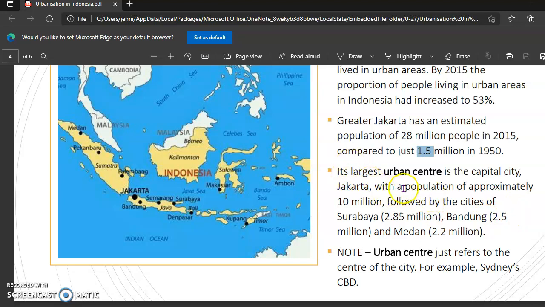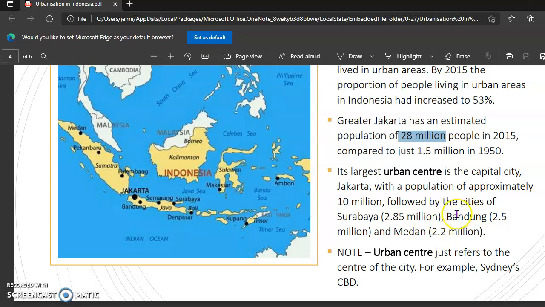Okay. So its largest urban center is the capital city, Jakarta, with a population of approximately 10 million. So you might be thinking, well, miss, you've just told us it's 28 million. Down here it says 10 million. Well, the key thing is with the 10 million, we're just talking about the center of the city, the urban center. Okay, so that would be like saying that Sydney CBD, the Central Business District, has 10 million people, but Greater Sydney, which would include Leichhardt, Annandale, all the suburbs, is 28 million. Okay, because cities spread out from the center.